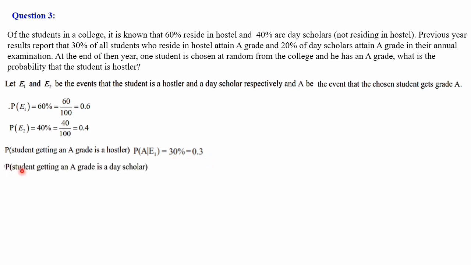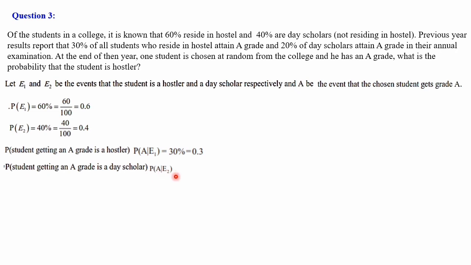Next is the probability of a student getting an A grade given that the student is a day scholar. That is P of A given E2, meaning the probability of getting an A grade student, given that he or she is from the day scholars list.